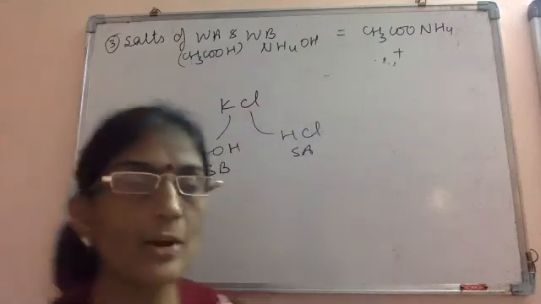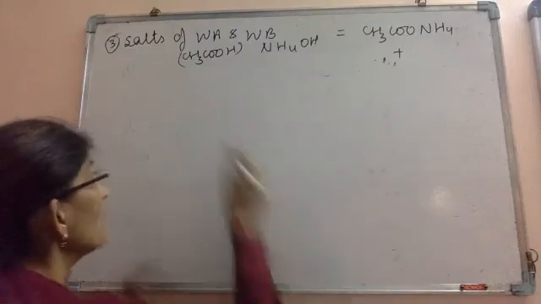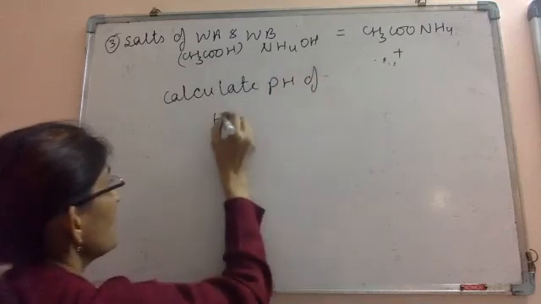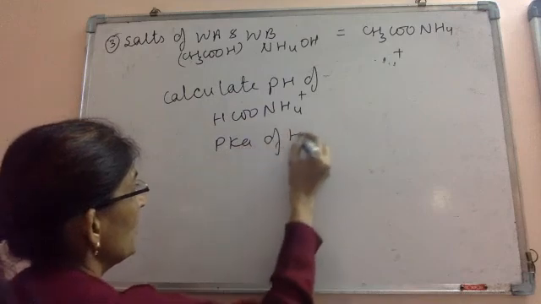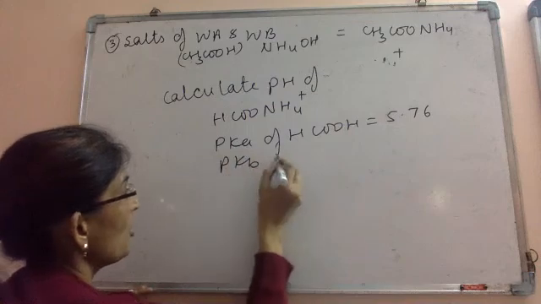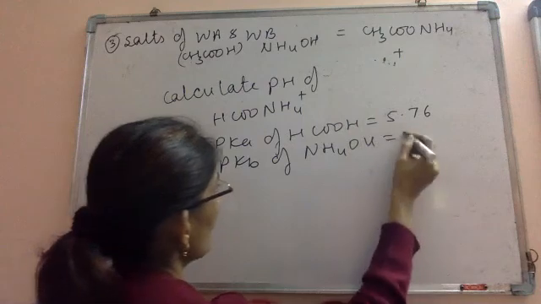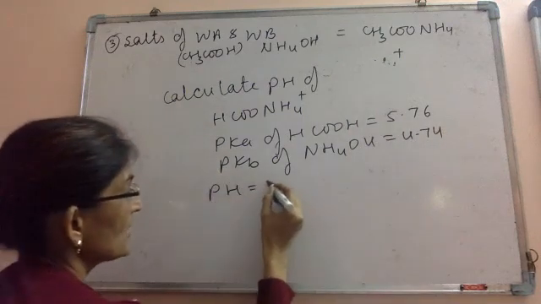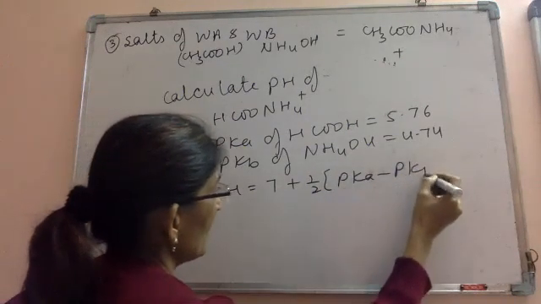If we want to use the formula we wrote, how can we do it? You are given: calculate pH of HCOONH4. It is given that pKa of HCOOH is 5.76, pKb of NH4OH is 4.74. Find out pH. How will we find it? pH will be equal to 7 plus half of pKa minus pKb. Put in the values.